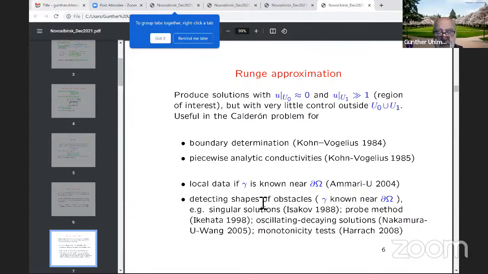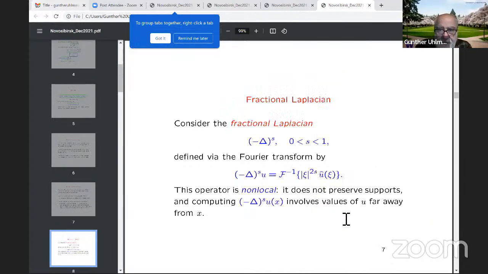And there are many other results using singular solutions, the Isakov, probe method, Ikehata, oscillating decaying solutions, Nakamura, Wang, and myself, monotonicity tests, Harrach, etc., etc. I'm not mentioning all the results, just a few of them. But the Runge approximation has been a very useful property.